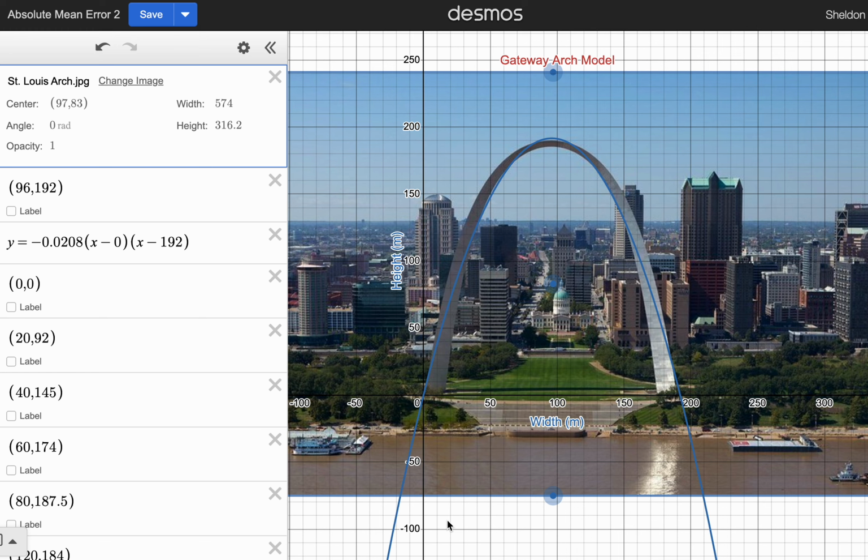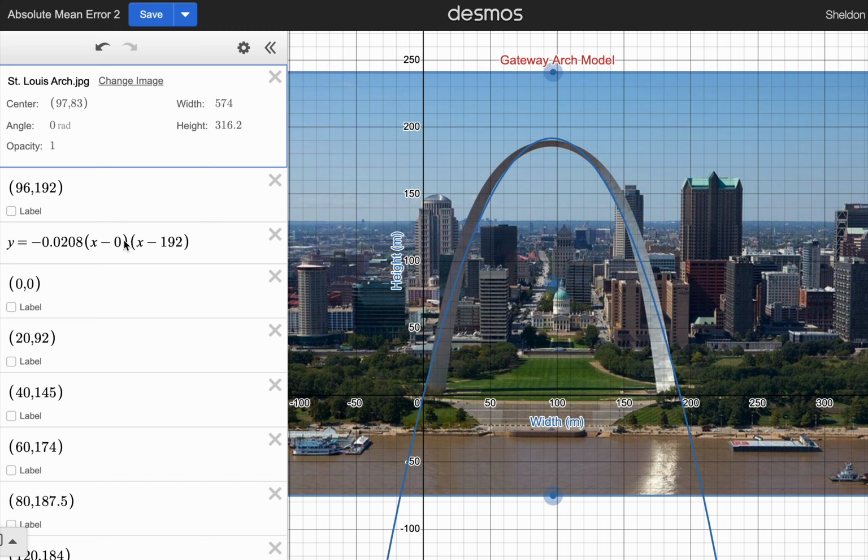Hello, this is Mr. Collier, and today we're going to find the area under the Gateway Arch using the trapezoid rule. So we already have a model. You can see it in blue. It sort of fits okay. It doesn't fit in some locations. You can analyze the accuracy of the model, which is going to affect the area. So it's not going to be a perfect fit, but we're going to estimate the area anyway.